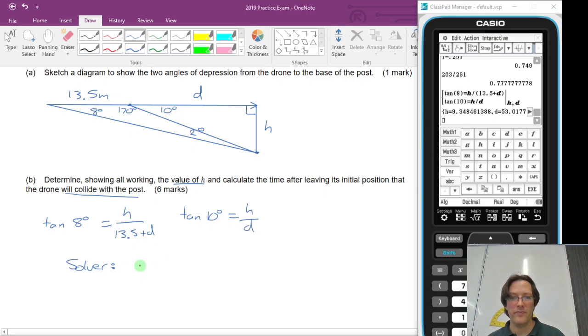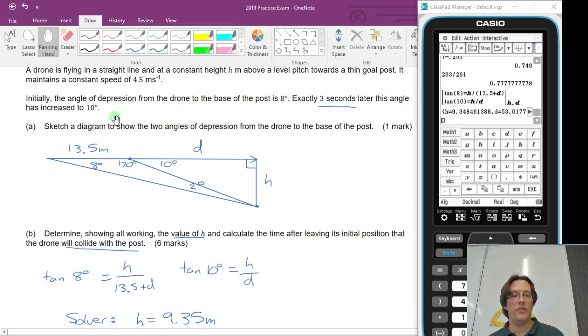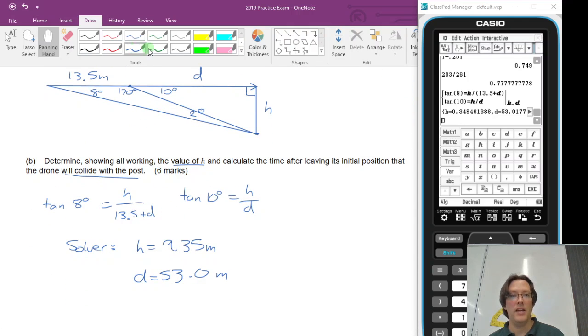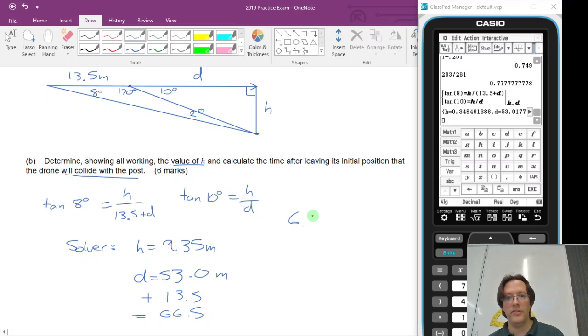What have we got? H equals 9.35 meters, rounding to 2 decimal places. Doesn't ask what to use, but D is equal to 53.0 meters. So there we have it. So now that's not the end of our questions. We've got D, H there, D there, but we've got to find the time at which it collides with the post. So we want to add 13.5. That gives us 66.5. 66.5 divided by 4.5.